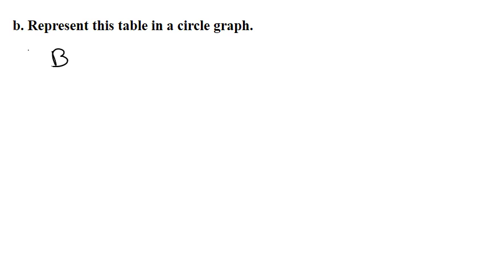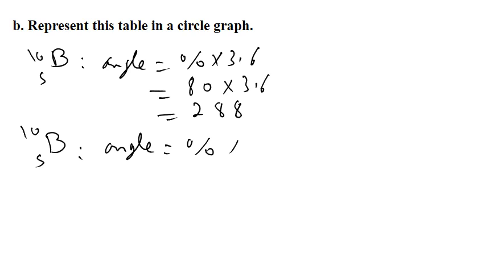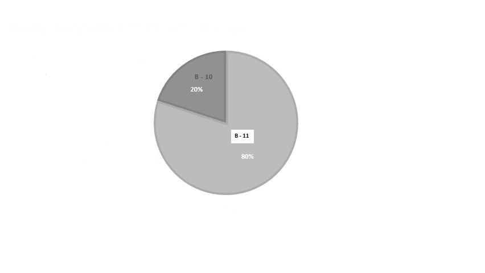So we should calculate the angle of B10. The angle equals percentage times 3.6, which is 80 times 3.6 equals 288. The other one, the same rule we use, angle equals percentage times 3.6. So it's 20 times 3.6, we get 72. So this should look like, we should write the percentage inside, and we write B11, 20% for B10.